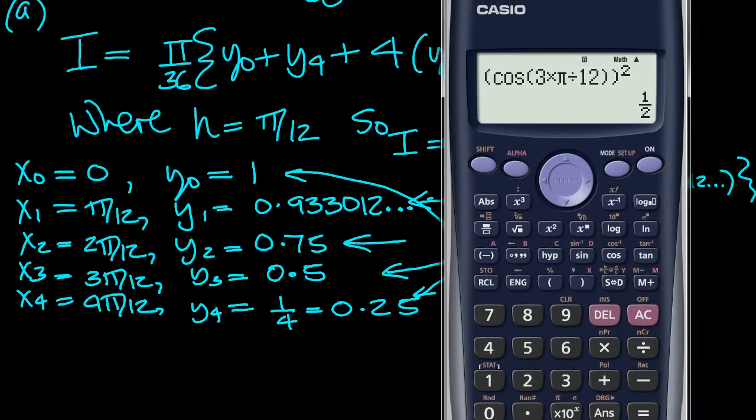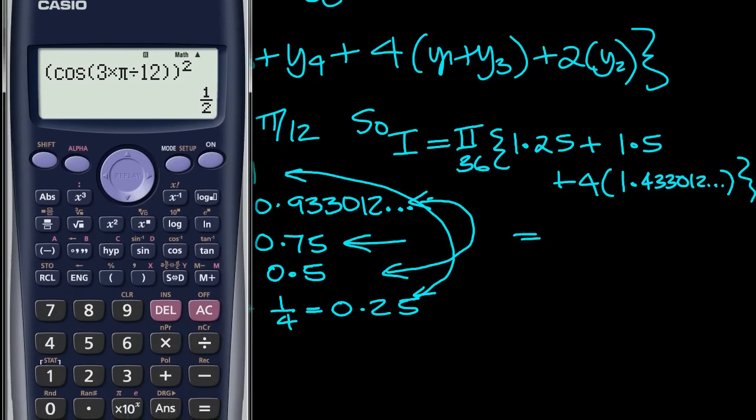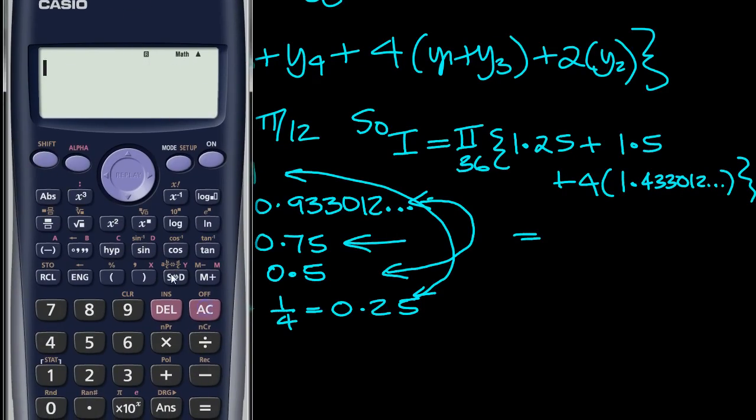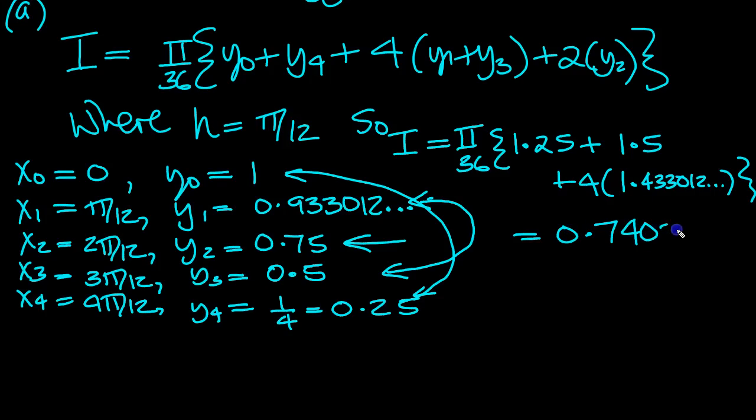So shift pi, let's move the calculator somewhere convenient. We want pi divided by 36 times bracket 1.25, 2.75 here, plus, I've added those two straight away, 4 times 1.433012, close that bracket, equals 0.7402, and that's the 4 decimal places.